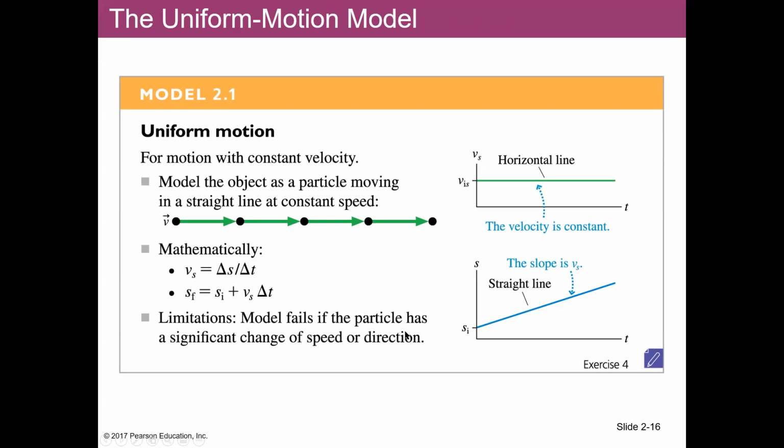What are some limitations of this model? The model fails if the particle has any acceleration, a significant change in speed or direction. If you try to do this for the problem of, say, someone on a Ferris wheel, then you'll get the wrong answer because the velocity is not constant in that case. Speed is, but the velocity isn't. We'll find a way around that in chapter 4.